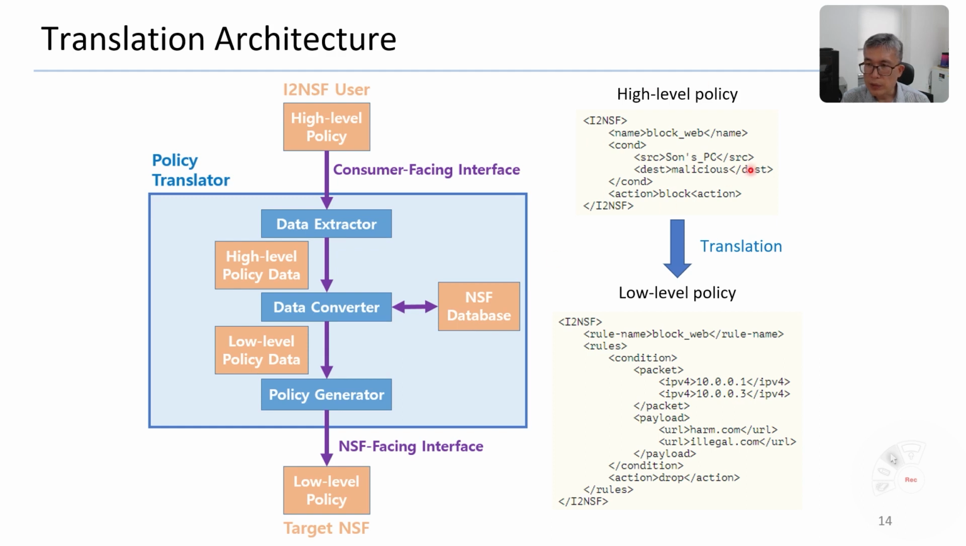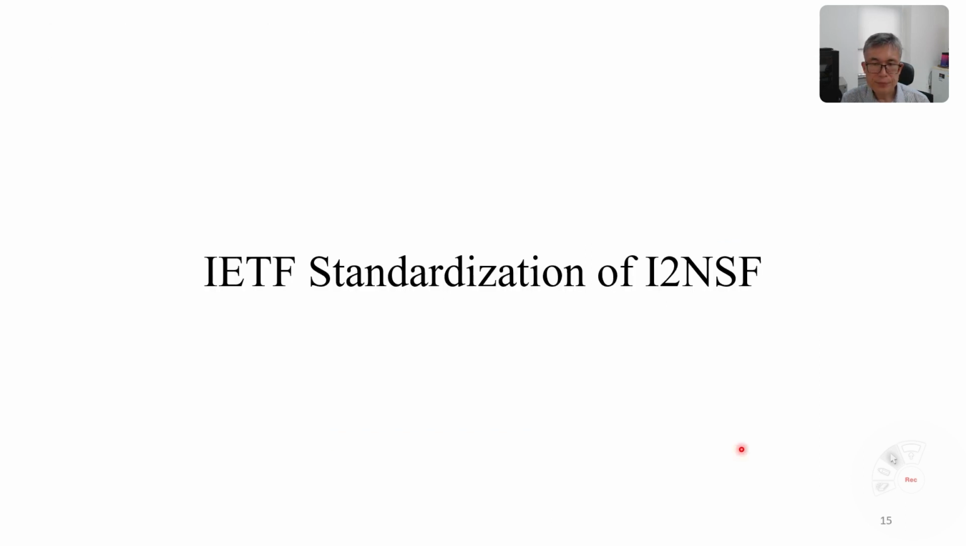So a high-level policy like "my son's PC cannot access malicious websites" is translated into a low-level policy. My son's PC is translated into my son's devices' IP addresses, and the destination malicious website is translated into specific ham.com and illegal.com. So we saw the I2NSF technologies, okay? From now on, I will explain the IETF standardization of I2NSF.